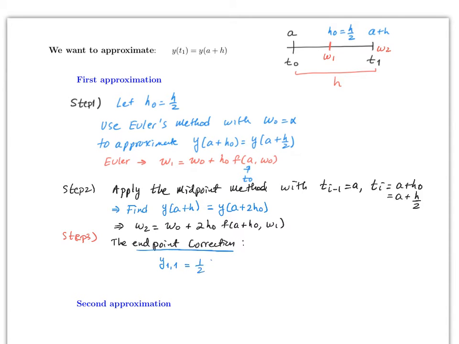This is going to be 1/2 (w2 plus w1) by this point, you already found w2 from here and w1 from here, plus h0 f of a plus 2h0 and w2, which is an O(h squared) approximation to y of t1.